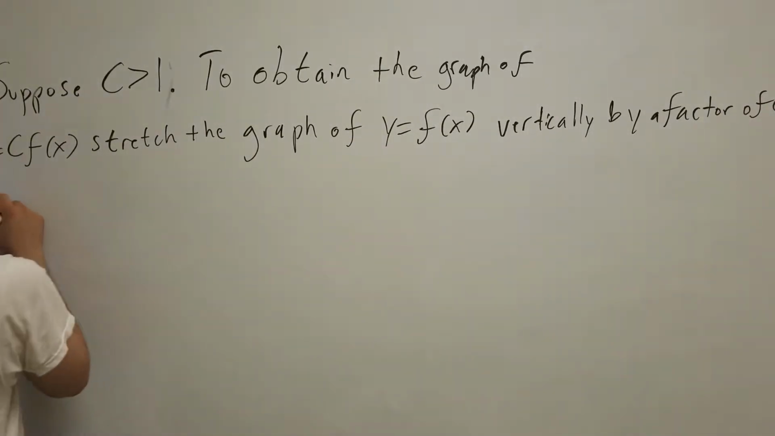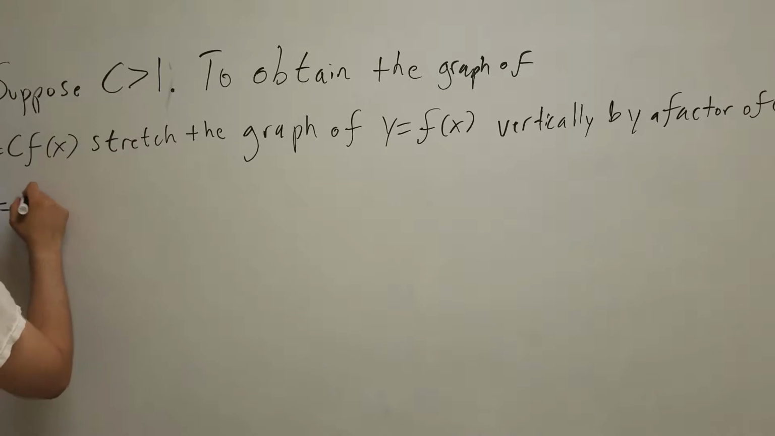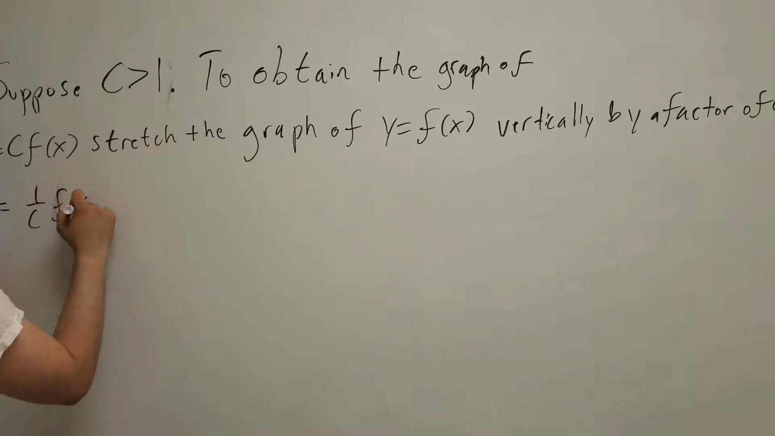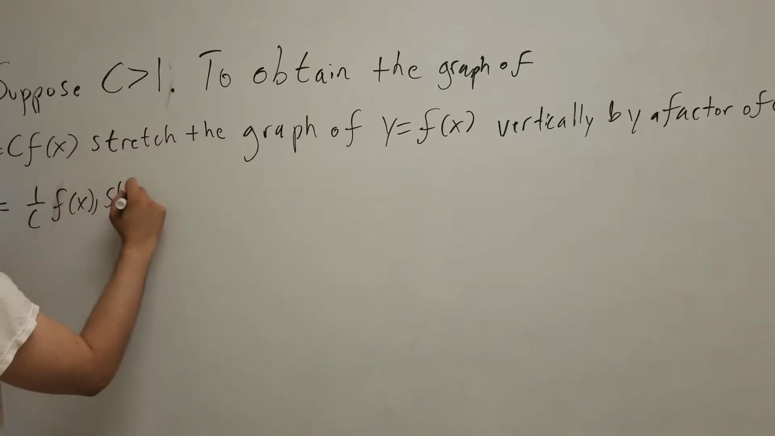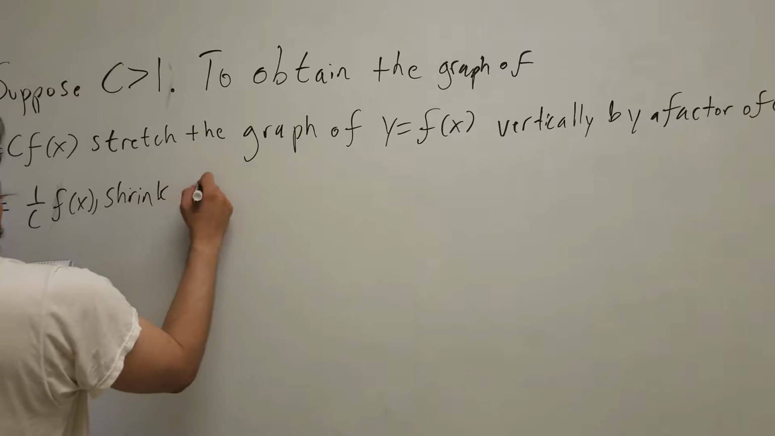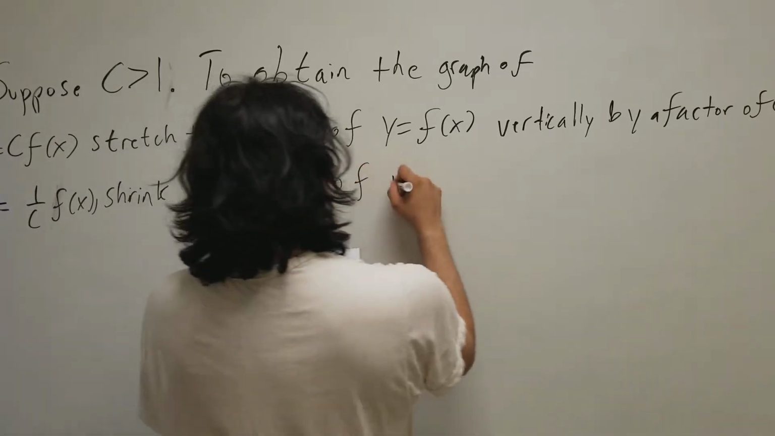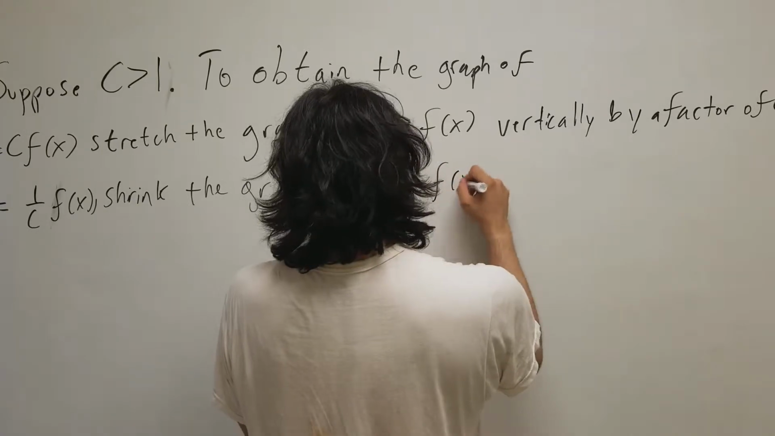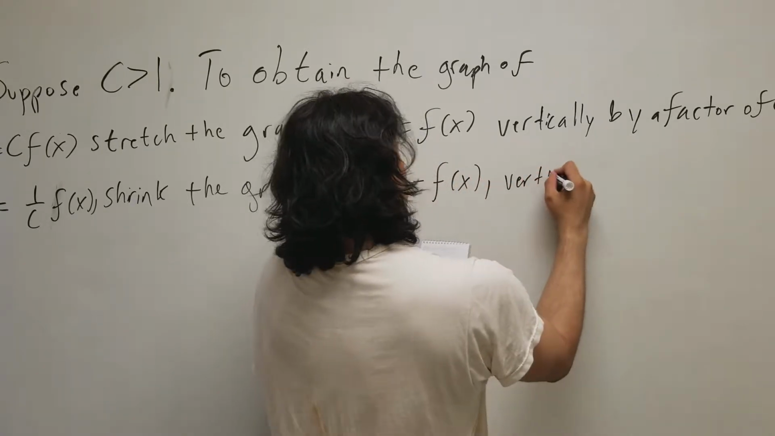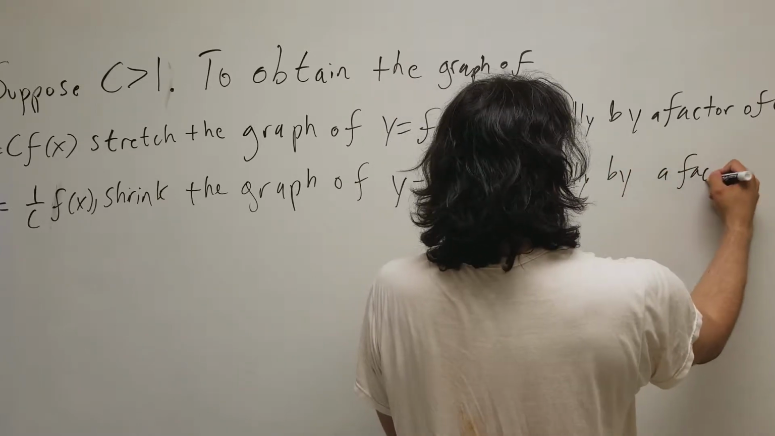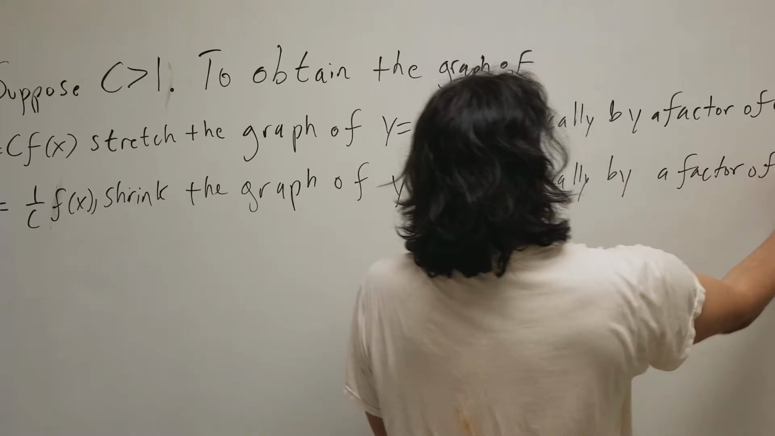Now for the next one, y equals 1 over c times f of x: shrink the graph of y equals f of x vertically by a factor of c.